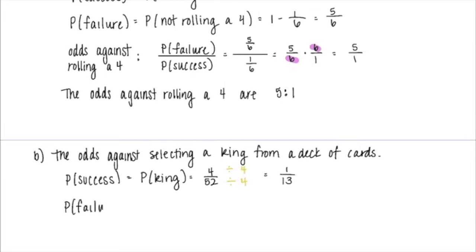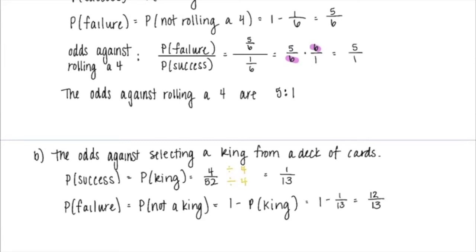Our failure is going to be we don't get a king, which again is 1 minus the probability of drawing the king. Because either you're successful or you fail. So once you find one probability, you've got the other. So this is 1 minus 1 over 13. You have a 12 in 13 chance of getting something other than a king.